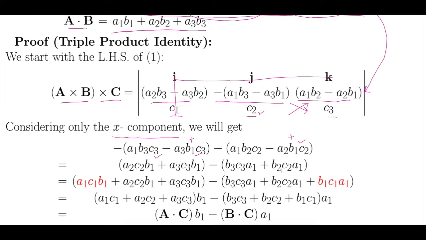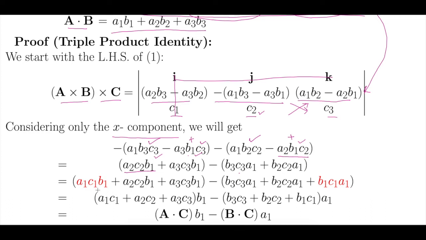So I can write this one first: A2 C2 B1. Now I have interchanged the order without loss of generality, just for ease, because I'm going to take B1 out in the next step. And this one is A3 C3 B1. And similarly, for the negative terms, I can say B3 C3 A1, which is this one, and B2 C2 A1, which is this one.